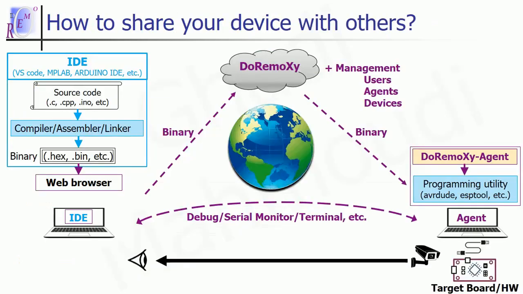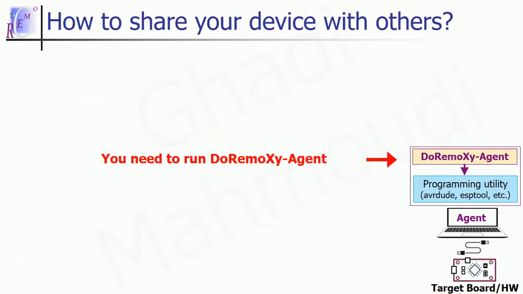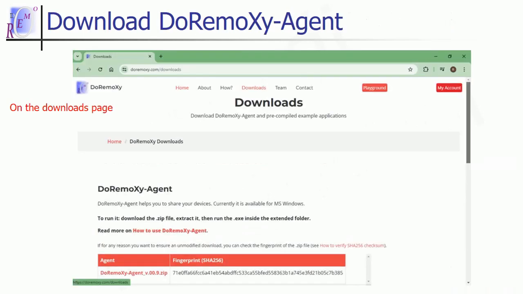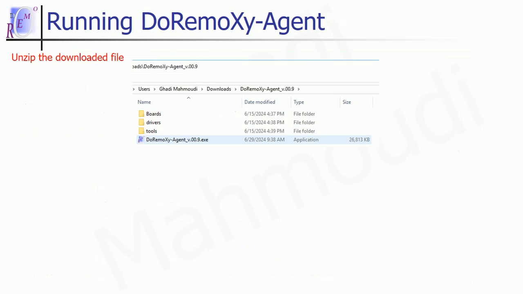How to share your device on the DoRemoXy platform. You need to run the DoRemoXy agent on the computer that is connected to your target board. The following describes how to download and run the agent. Visit the DoRemoXy download page and download the latest version of the DoRemoXy agent. Unzip the downloaded file and run the executable.exe file.